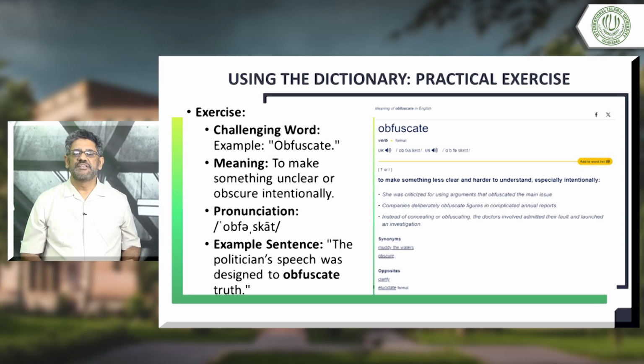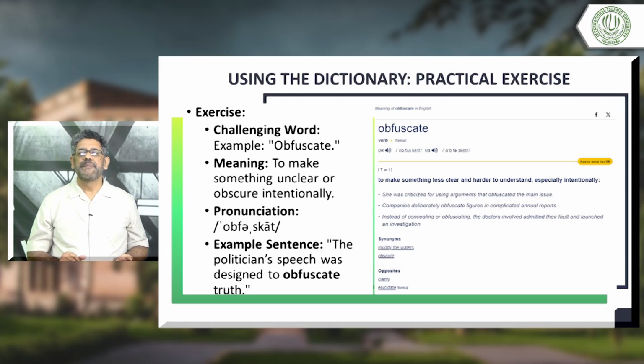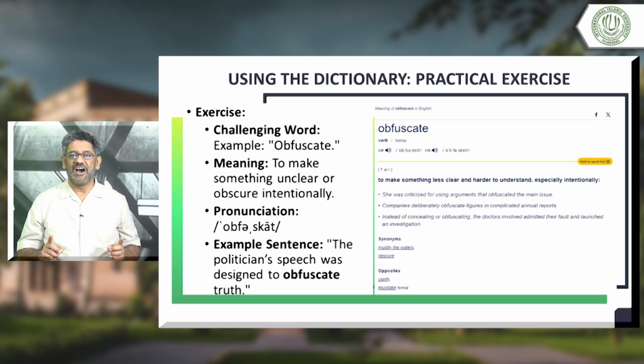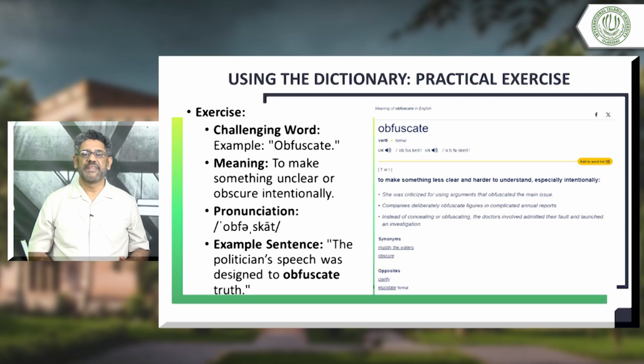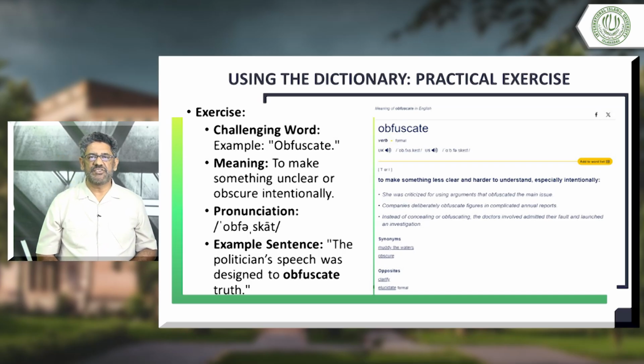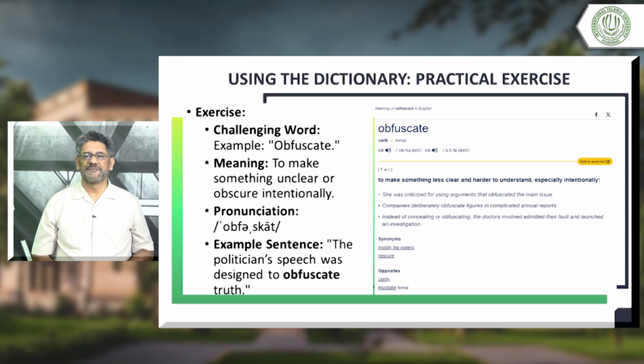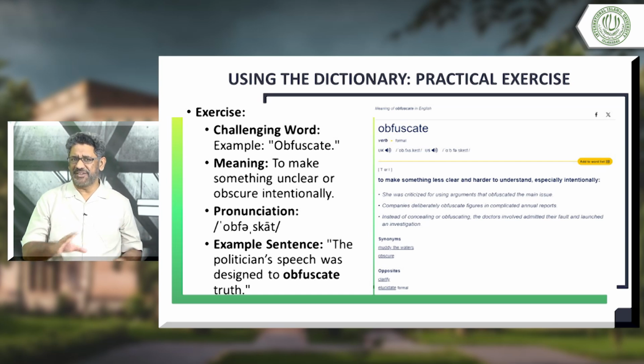See this challenging word, for example, obfuscate. I've given you a difficult word. Now, obfuscate means to make something unclear or obscure intentionally, on purpose. Okay? How to pronounce obfuscate? Example sentence: The politician's speech was designed to obfuscate the truth. You see, to hide the truth, to make it unclear, all right?